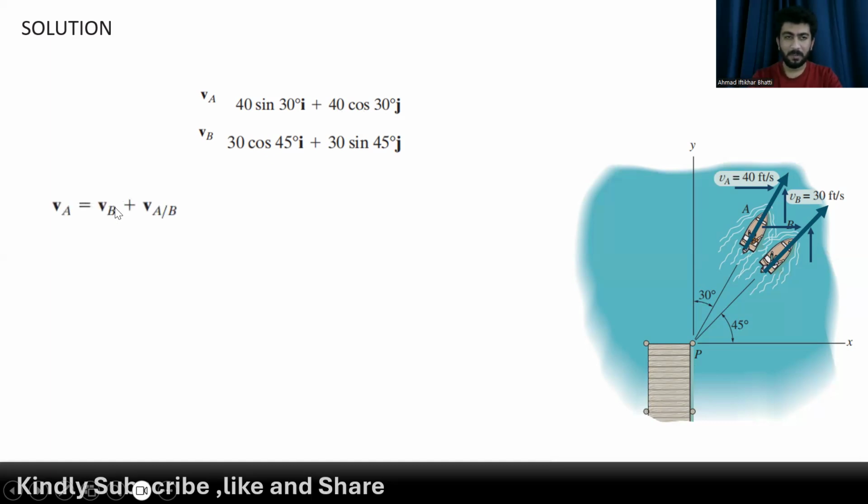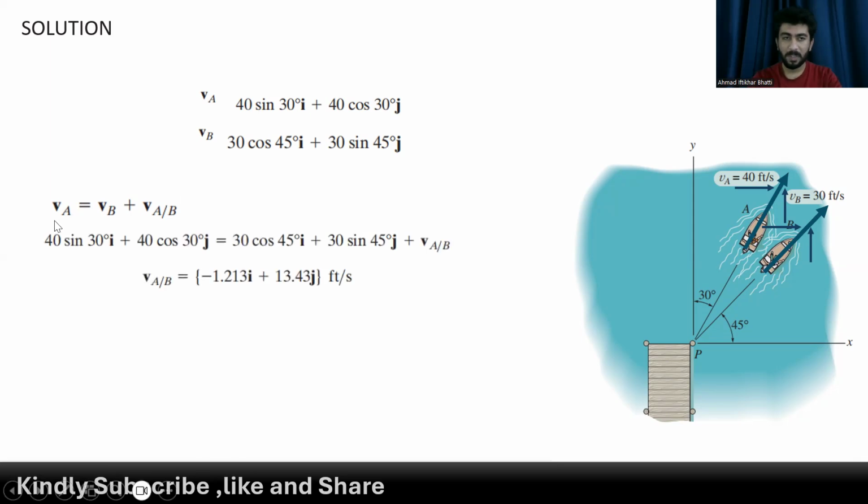We know that the velocity of boat A is equal to the velocity of boat B plus the velocity of boat A relative to boat B. We have already found the velocity of boat A and boat B along their perpendicular components. If we solve this, we get the relative velocity: negative 1.213 feet per second along the x-axis and 13.43 feet per second along the y-axis.